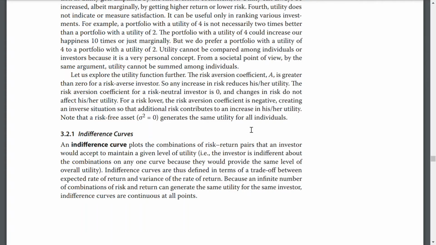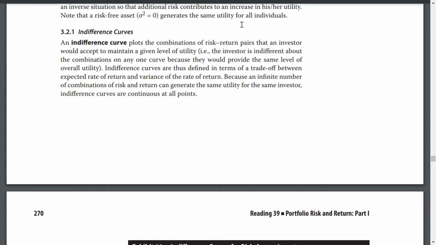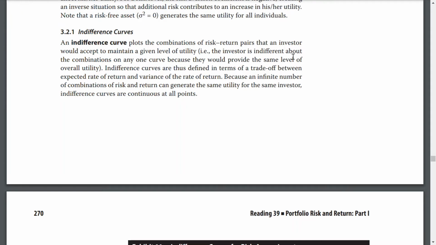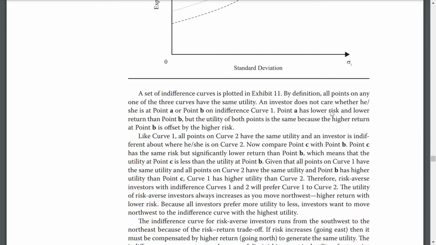Note that a risk-free asset with a standard deviation squared, or variance, equal to 0 generates the same utility for all individuals. Indifference curves. The indifference curves plot the combinations of risk-return pairs that an investor would accept to maintain a given level of utility. Indifference curves are thus defined in terms of trade-offs between expected rates of return and variance of the rate of return, because an infinite number of combinations of risk and return can generate the same utility for the same investor. Indifference curves are continuous at all points. A set of indifference curves is plotted in Example 11.